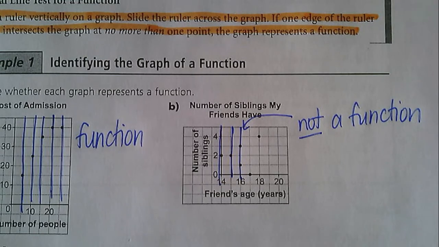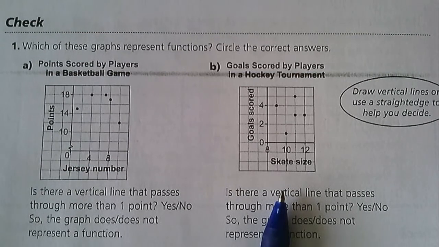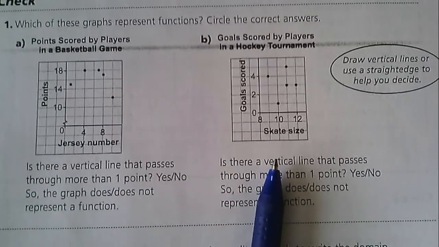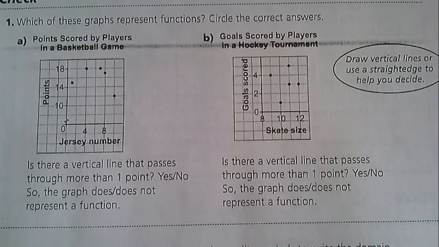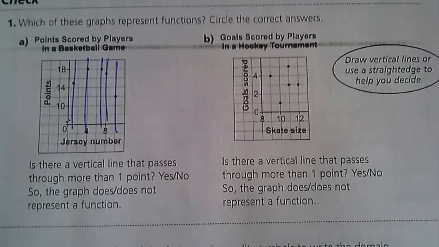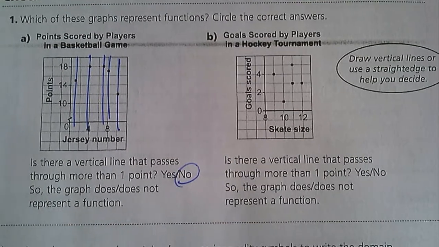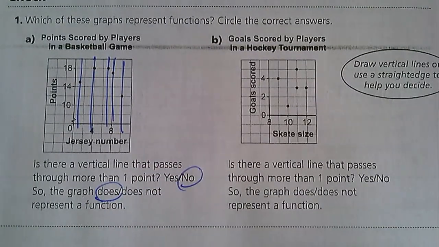I'd like you to try this check on this page. You can pause the video now. I'll just be filling in the answers as we go. Again, use your vertical line test to figure out if these are functions or not. I'm going to take a look at A. If I draw vertical lines through each of these points, sorry, I don't have a ruler. You really should. Is there a vertical line that passes through more than 1 point? No, there is not. So the graph does represent a function.